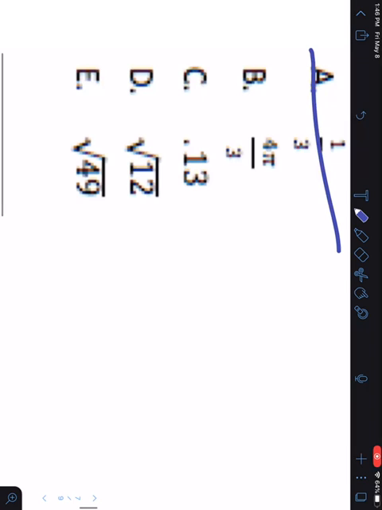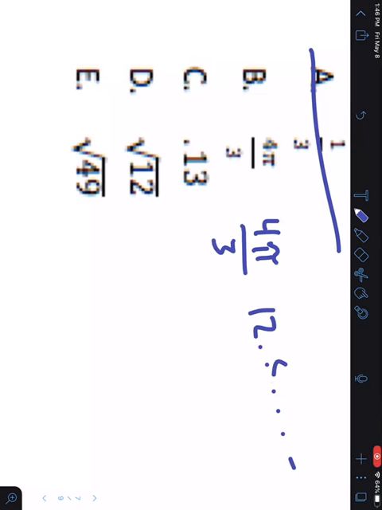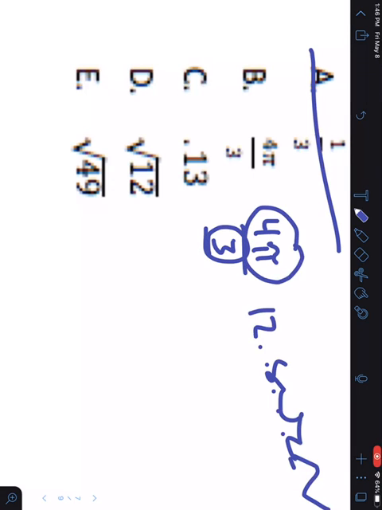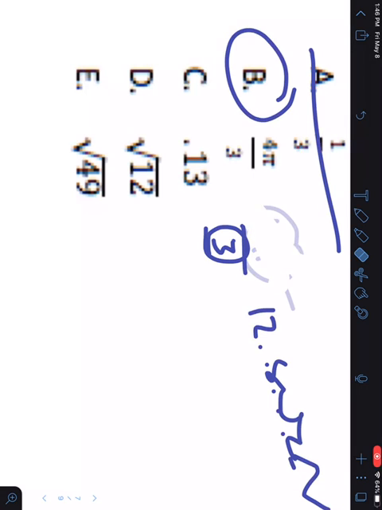Well, 4/3 would be a fraction, but we've got 4 times pi over 3. And what's 4 times pi going to be? Well, we know pi is not rational. So 4 times pi is going to be a number like 12 point blah, blah, blah, and it's going to go on forever, and it's never going to repeat. So this is not a ratio of 2 rational numbers. This is a ratio of 1 rational number and then 1 number that's not rational. So this one's irrational. Okay, let's continue on.